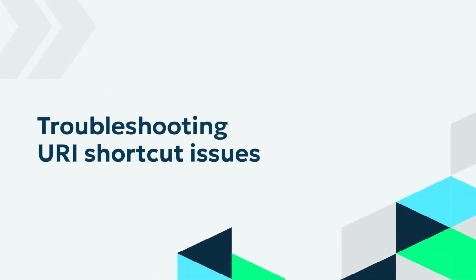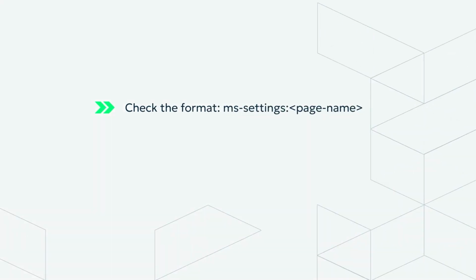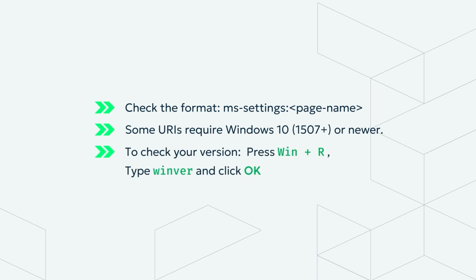Troubleshooting URI shortcut issues. If a URI command isn't working, it might be due to the wrong format. Make sure it follows this: ms-settings. Another reason could be your Windows version. Some URIs only work on newer versions of Windows 10, 1507 or later. To check your version, press Win+R, type winver, and click OK.